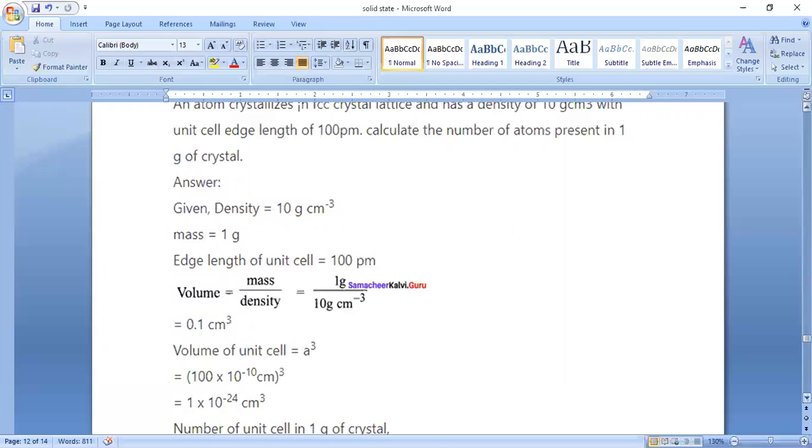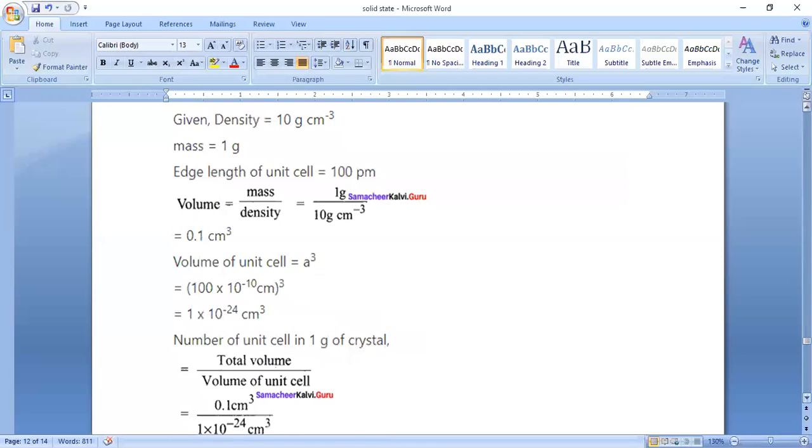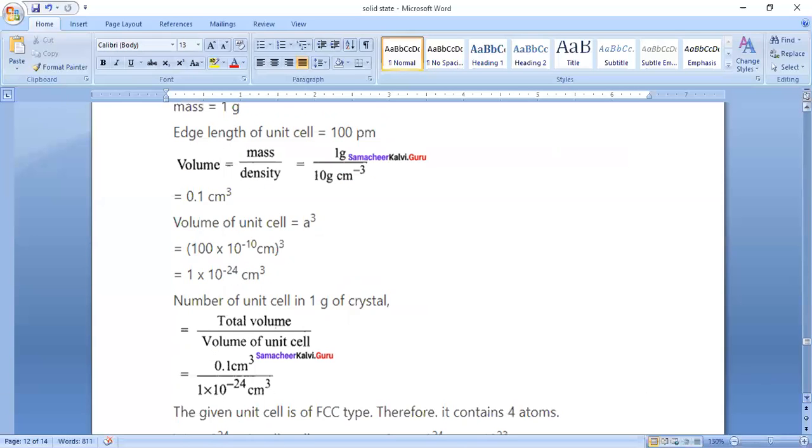So we are getting 1 into 10 power minus 24 centimeter cube. So the number of unit cells in 1 gram of the crystal is the total volume divided by the volume of the unit cell. So what is the total volume? We have calculated here 0.1 centimeter cube, divided by the volume of the single unit cell, which equals 1 into 10 power minus 24 centimeter cube.